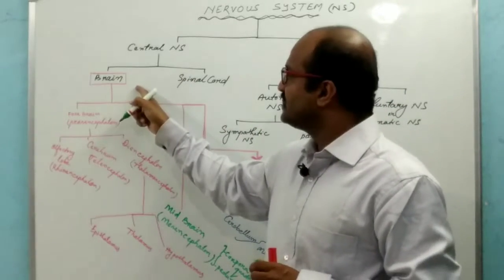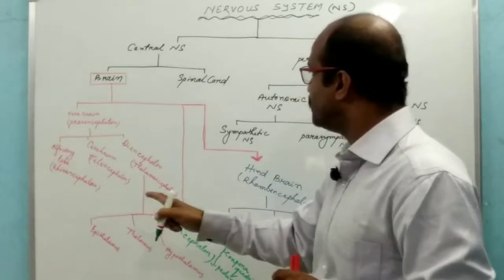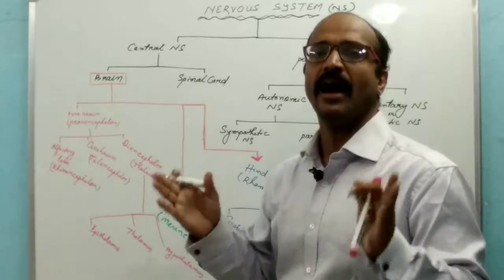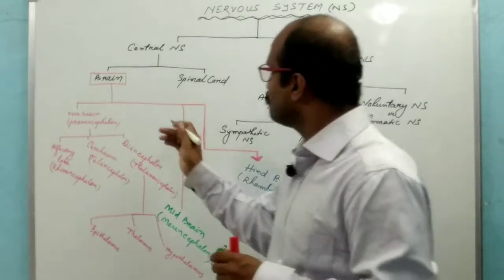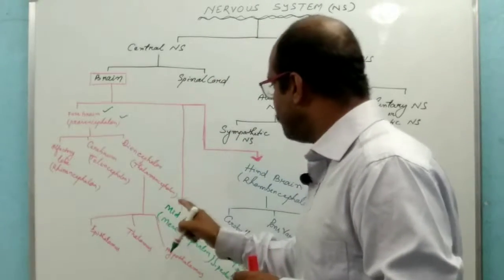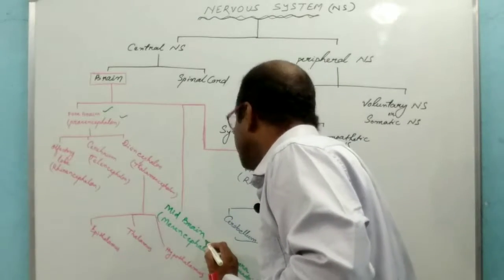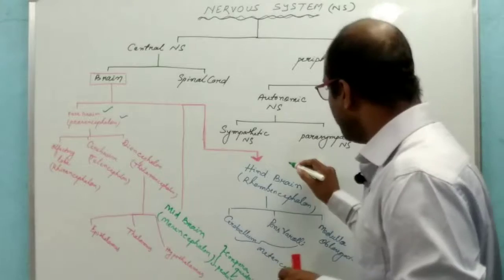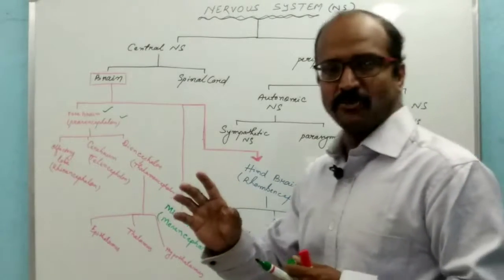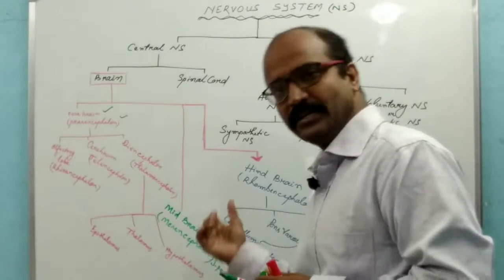Again, the brain or the encephalon is divided into three parts: the forebrain, midbrain, and hindbrain. The forebrain is also known as the prosencephalon, the midbrain is also known as the mesencephalon, and the hindbrain is known as the rhombencephalon. So the brain is divided into three parts: forebrain, midbrain, and hindbrain.